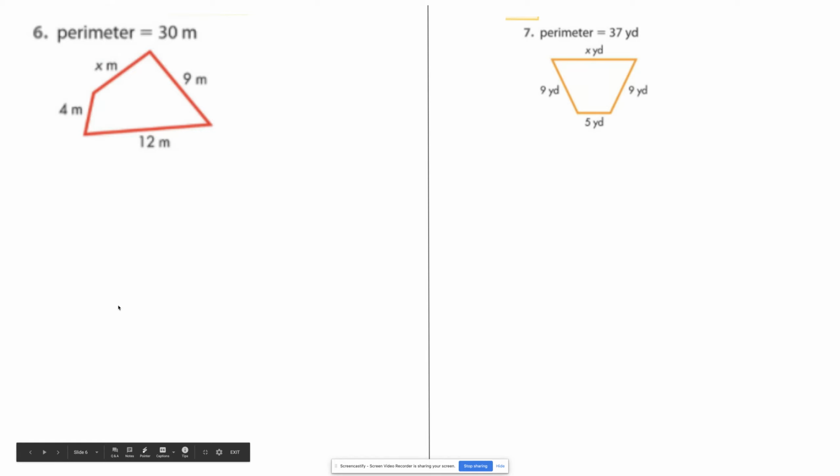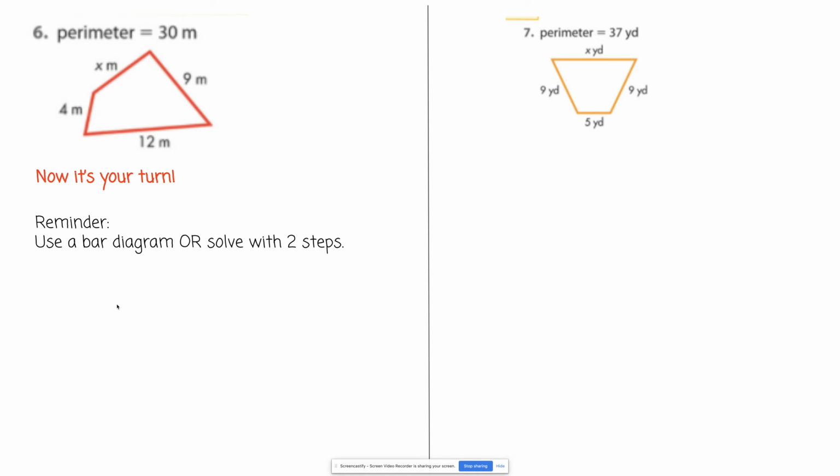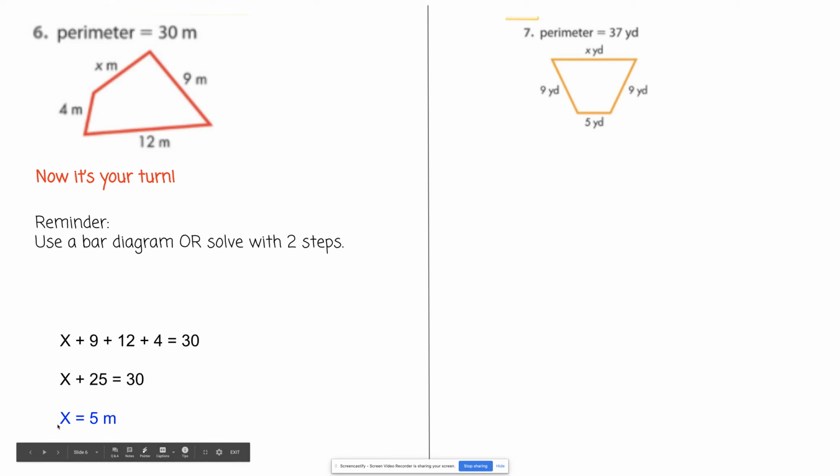All right, now it's your turn. Remember, you can use a bar diagram or solve with 2 steps. You can add up the total sides that you know and then subtract from the whole. So boys and girls, take a minute right now to find the missing length of side X. When you add up the sides of the 3 that you know plus X, you should have gotten X plus 25 equals 30, so that X equals 5 meters.